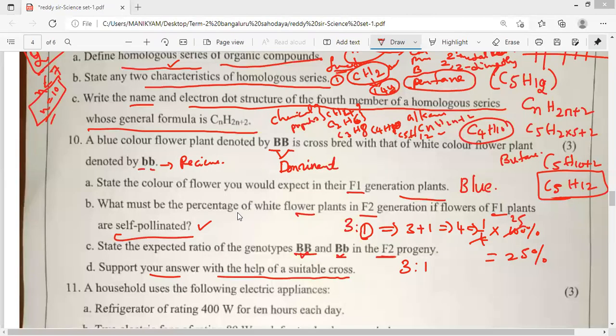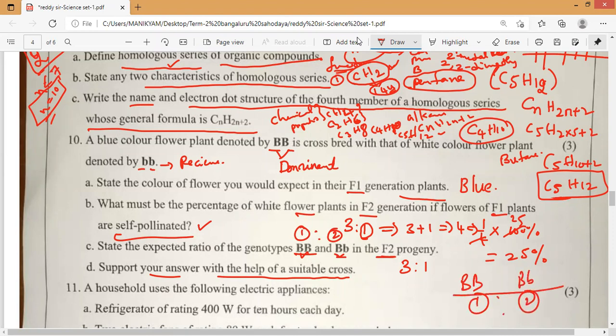If they ask about the F2 generation, the total number of blue and white plants, then the ratio is 3:1. But here they are asking about capital BB and capital B small b. So the answer is 1 will come and 2 will come, so 1:2 is the answer. Now, support your answer with the help of a suitable cross. You can write what I have done in the solution: capital BB is coming 1 and capital B small b is coming 2, so the ratio is 1:2. That's all you can write. Is it clear? Any doubt? Anybody, you can ask. Okay, guys.